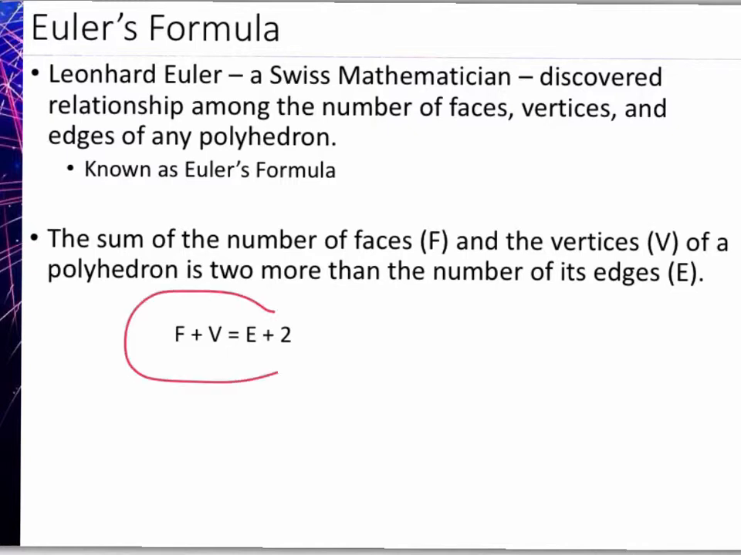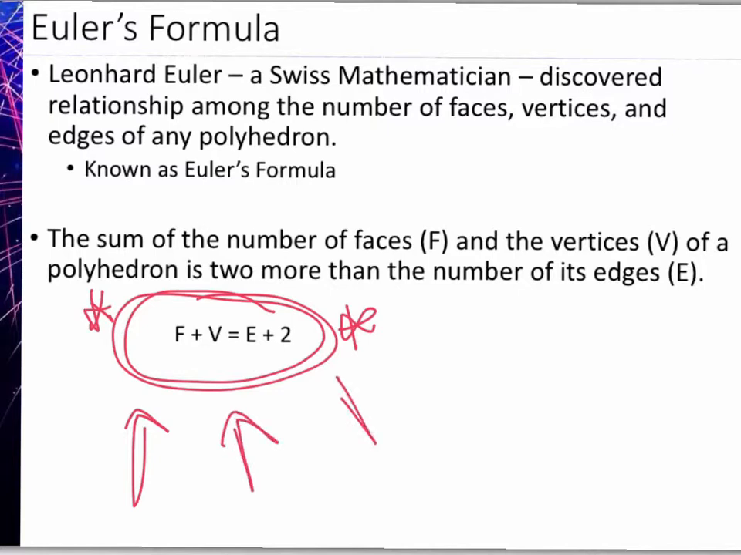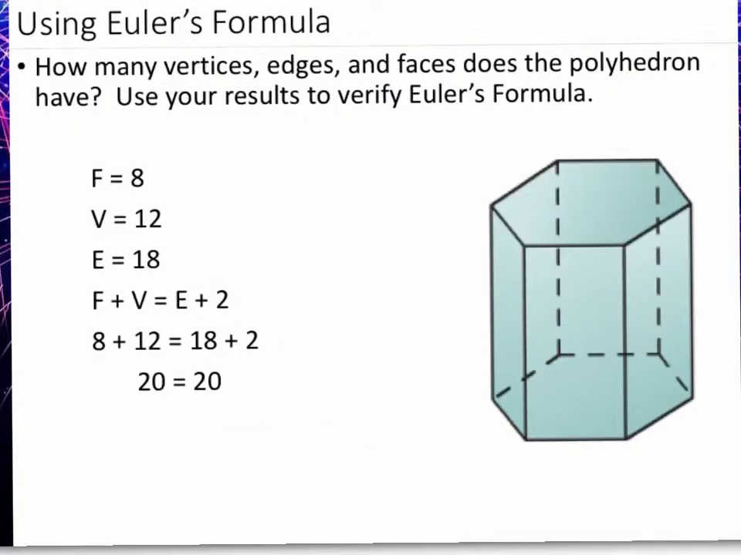So of course, circle it, highlight it, put stars around it, draw arrows to it. This is a very important formula that we're going to have to use for polyhedrons. Okay, pause the video, make sure you write everything down, and then resume when you're ready to follow along.